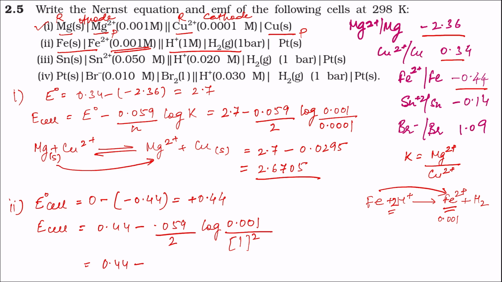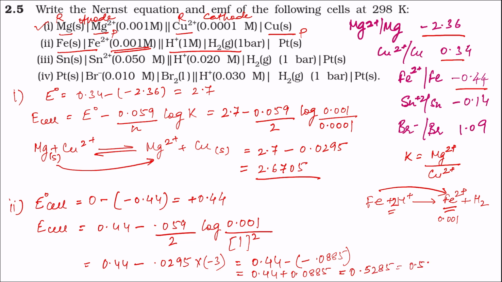0.059 divided by 2 is equal to 0.0295, and log 0.001 is equal to -3. So this is 0.0295 multiplied by -3. This is equal to 0.44 minus 0.0885, so this is 0.44 plus 0.0885. This is equal to 0.5285, or approximately 0.53 volt.